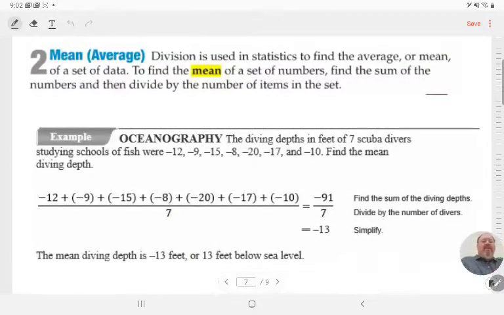Now we're going to look at finding the mean or the average. So division is used in statistics to find the average or mean of a set of data. To find the mean of a set of numbers, find the sum of the numbers and then divide by the number of items in the set.